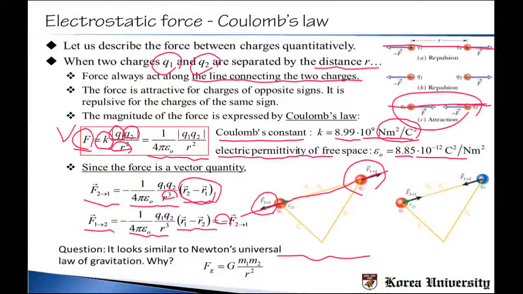Before we move on to the next slide, let me ask you a question. This Coulomb's law looks very similar to Newton's universal law of gravitation, which we learned in the spring semester. The only difference is that instead of charges, Newton's universal law of gravitation has masses, and Newton's law includes the constant G, and Coulomb's law includes the constant k. But overall, they look exactly the same. So why is it? Please think about it, and we will discuss the reason during the classroom lecture.